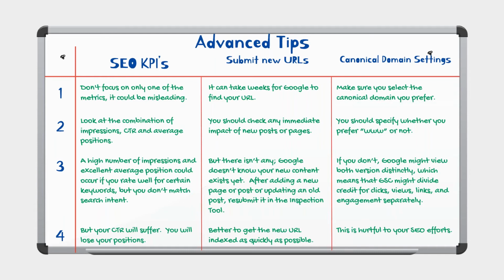If you don't, Google might view www.thexcitegroup.com differently than it rates thexcitegroup.com. So for all of the metrics we've talked about and all the reports today, it may divide credit for clicks and views and links and engagement and all these things we've been looking at completely separately, which is super hurtful to our SEO efforts. It's something everyone forgets about: checking the domain settings inside your Search Console, which is where you're communicating to Google which address you actually prefer.